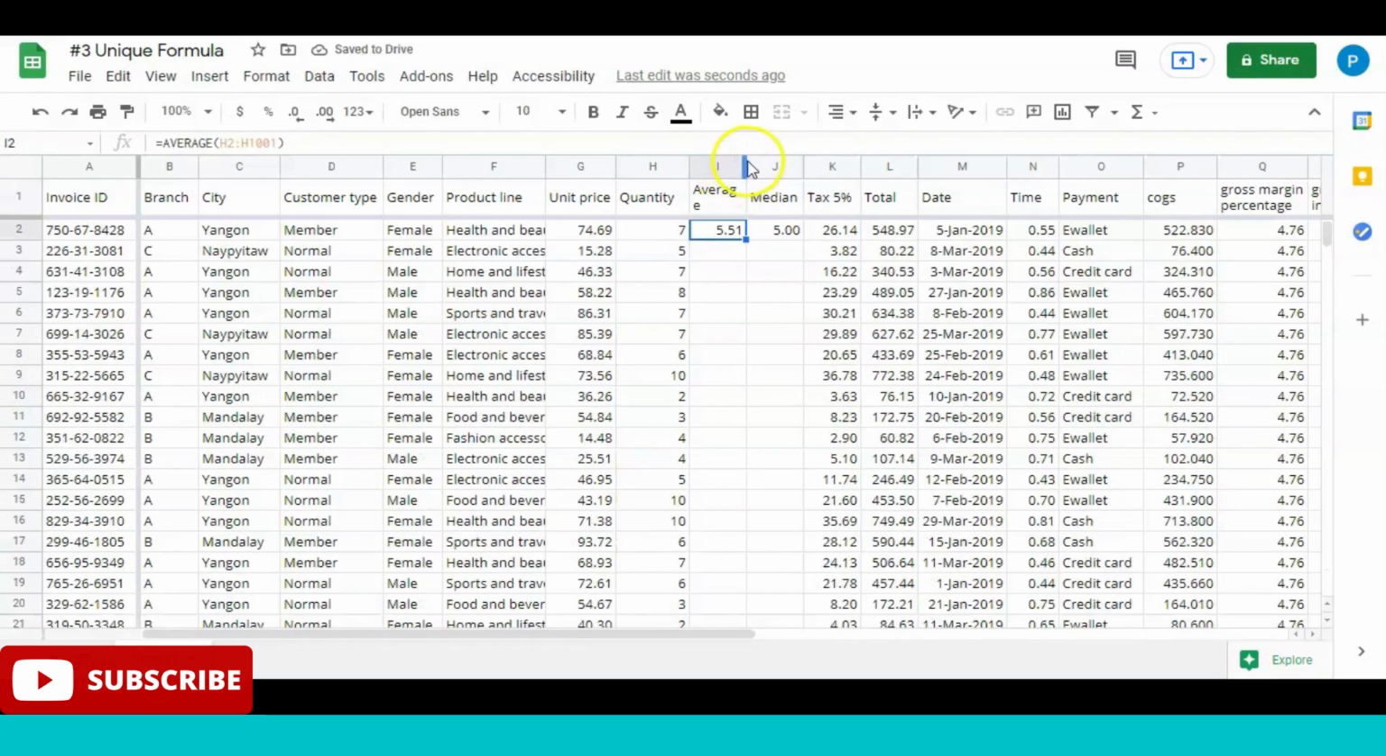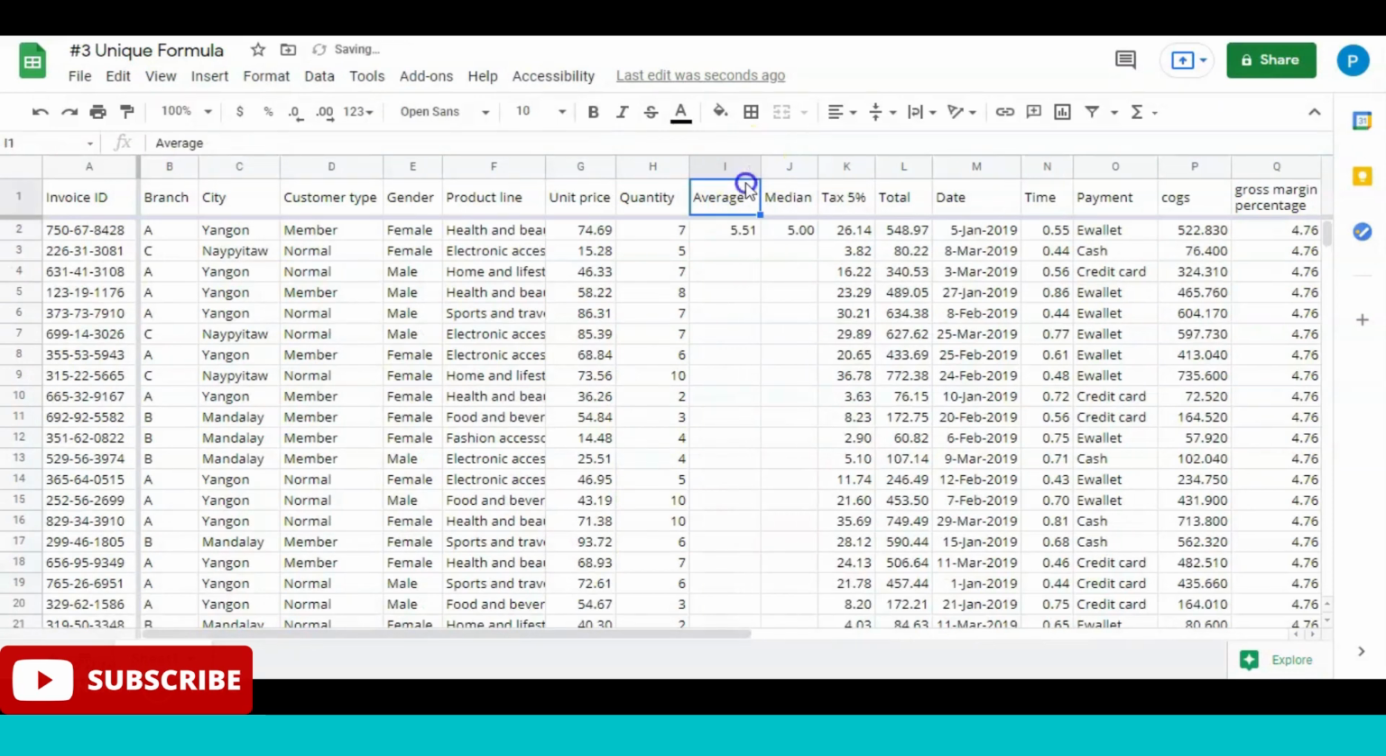I hope it's making sense, because the values are different and the formulas are different. The average value throughout the quantity data is 5.51. The median value of quantity is 5, right? Let's move to the next formula, that is LARGE.